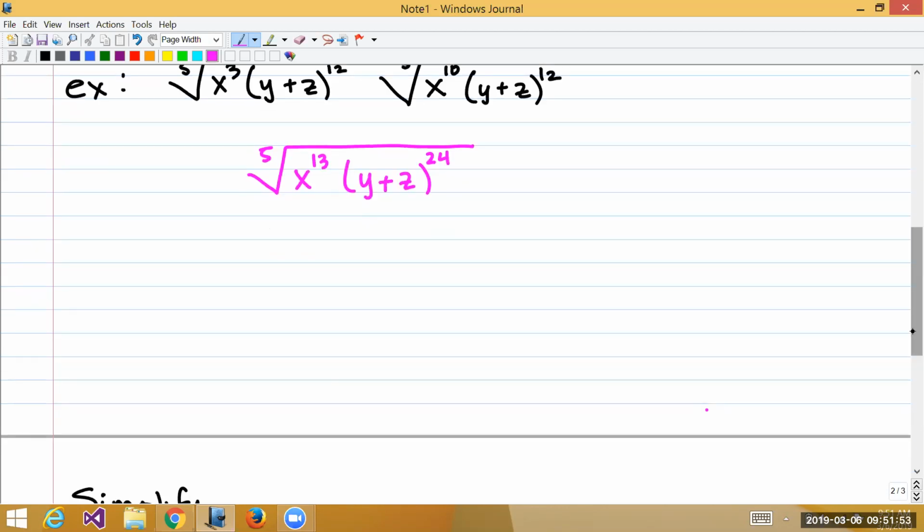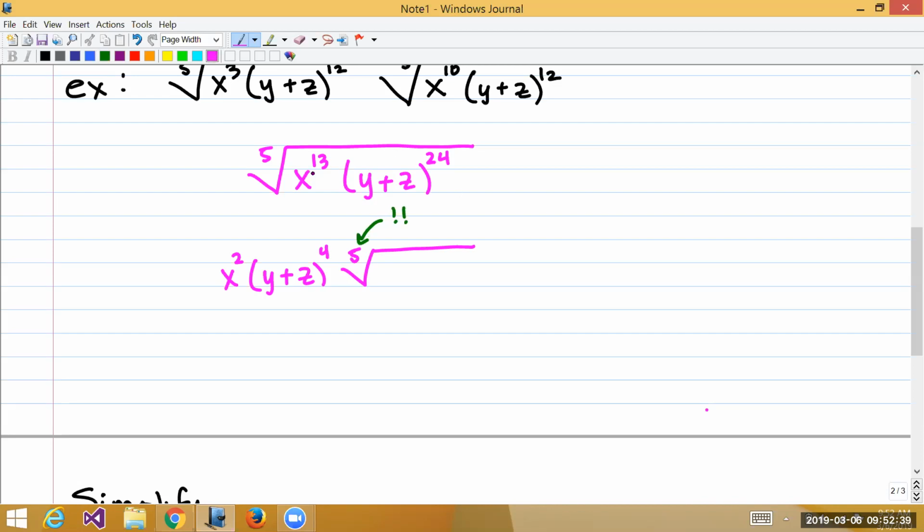Now, same as the last one, the index dictates what we are looking for. We are looking for groups of 5 of the same factor. I have 13 factors of x. How many groups of 5 can I pull out? Well, I can pull out 2 groups of 5 of x's. And I have 24 factors of y plus z. How many groups of 5 can I pull out? I can pull out 4 groups. y plus z to the power of 4. Now whatever's remaining we have to keep inside the radical, and this is very, very important. Don't forget that.